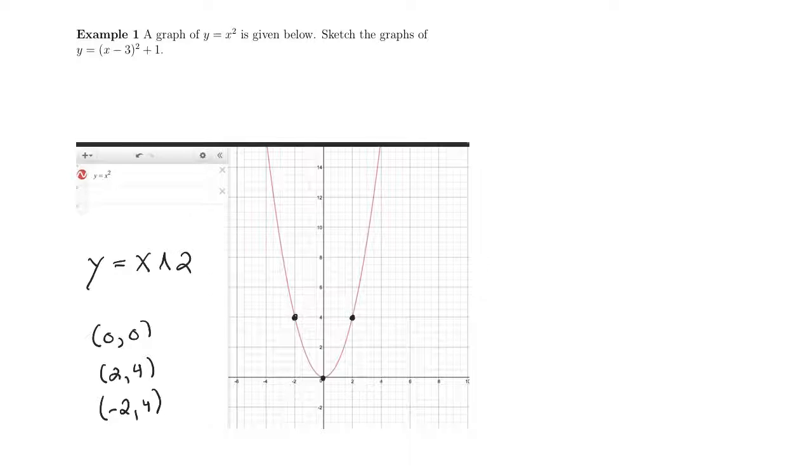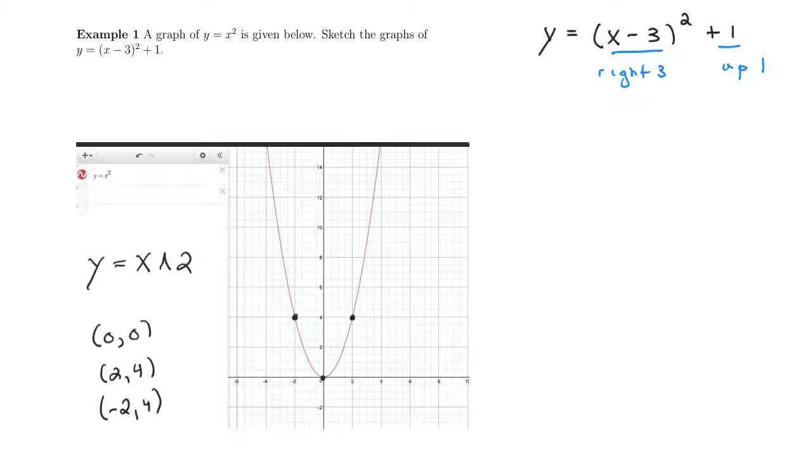Now, if we want to graph y is equal to x minus 3 squared plus 1, you can actually just type this right into Desmos using the caret for the 2 exponent, parentheses, a plus 1. Very easy to do. But instead, I want to take the original graph. Note that this portion here means go right 3, and this 1 means go up 1. So you should have an idea of what this graph is going to look like.